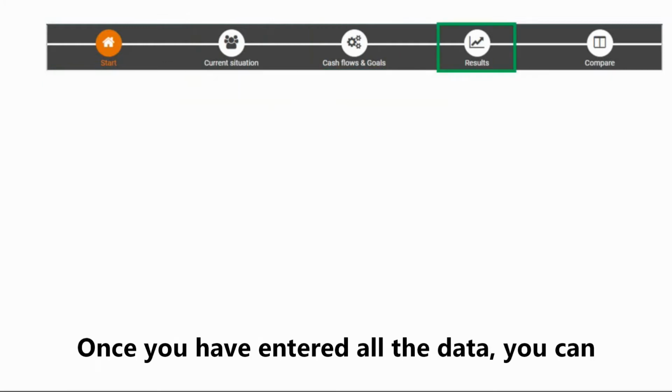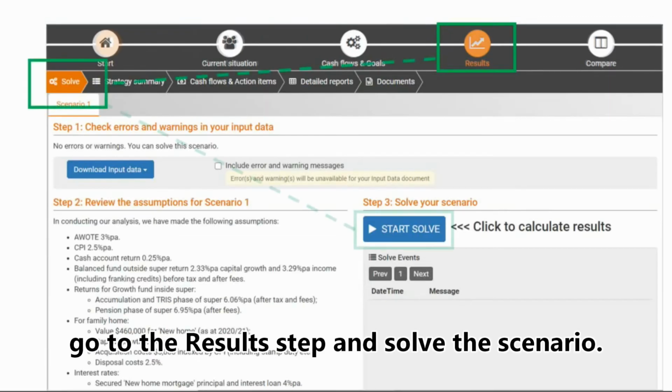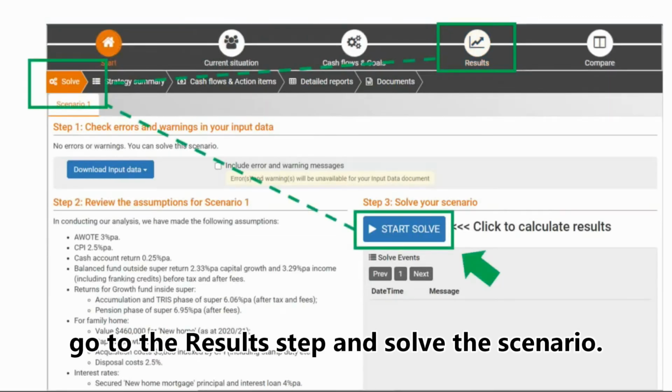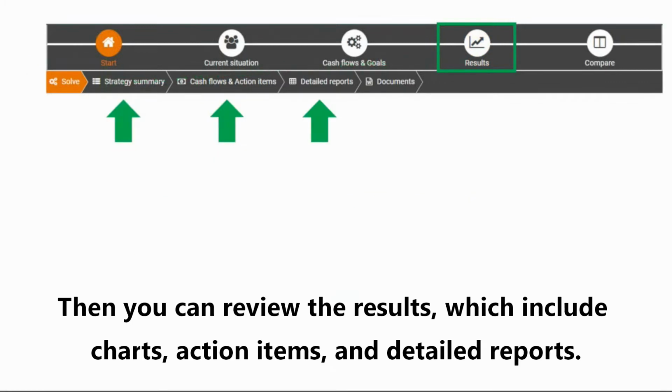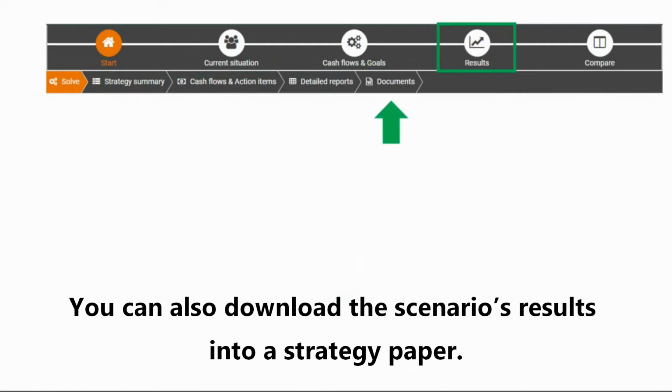Once you've entered all the data, you can go to the results step and solve the scenario. And then you can review the results, which include charts, action items, and detailed reports. You can also download the scenario's results into a strategy paper.